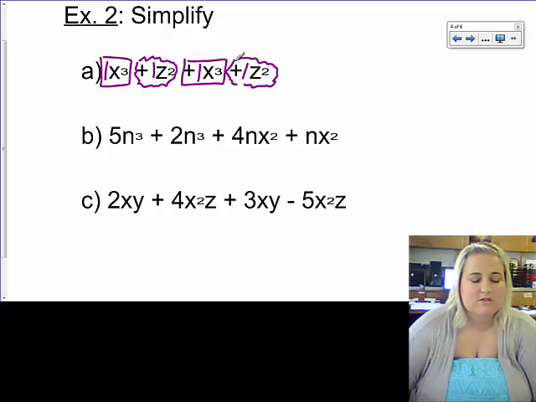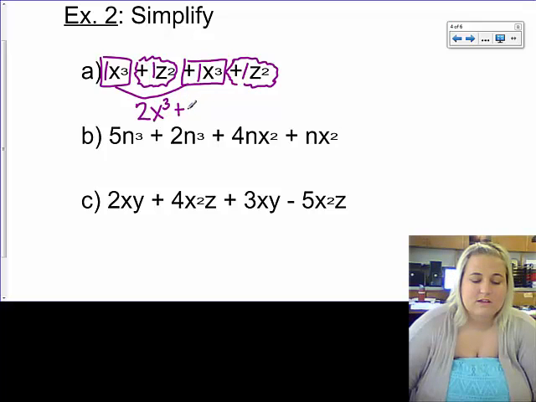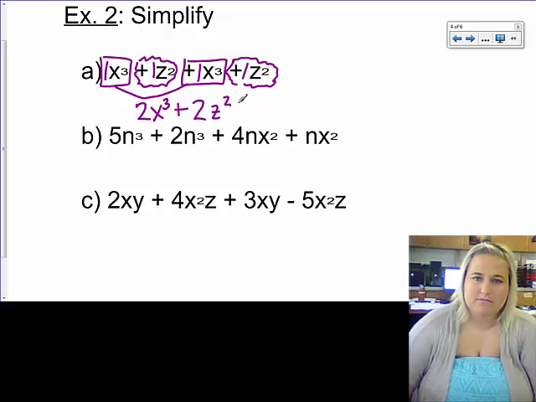Okay. So 1x to the third plus 1x to the third is going to give me 2x to the third, plus, then I have 1z squared plus 1z squared is going to give me 2z squared. Okay, final answer.